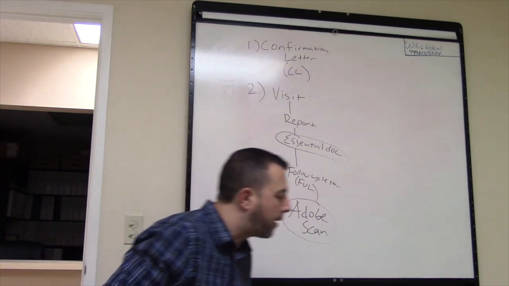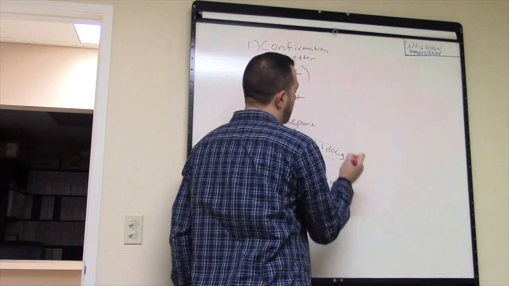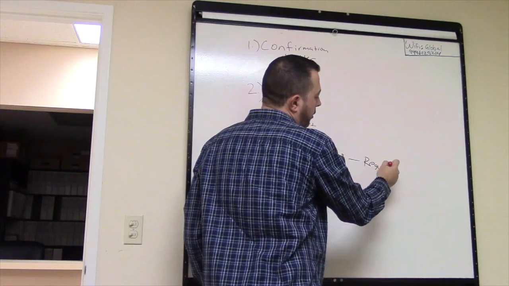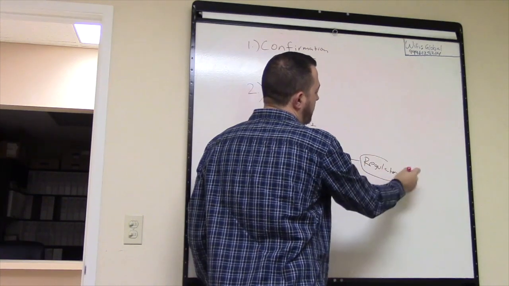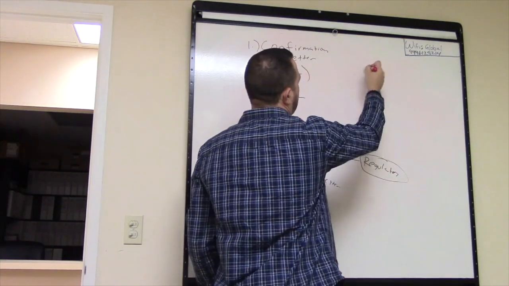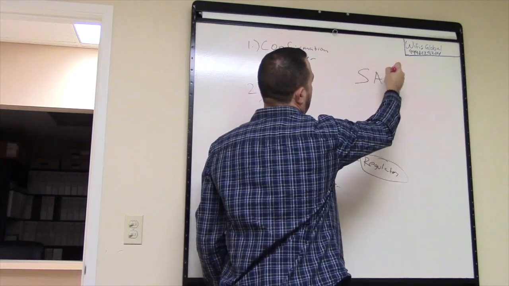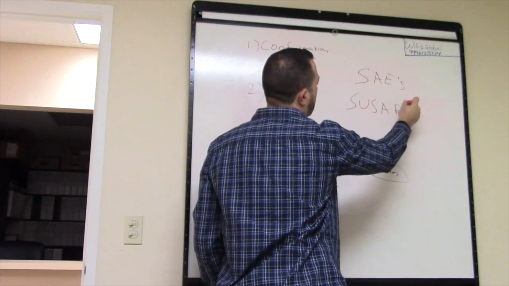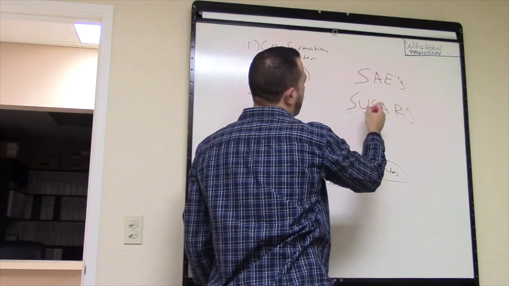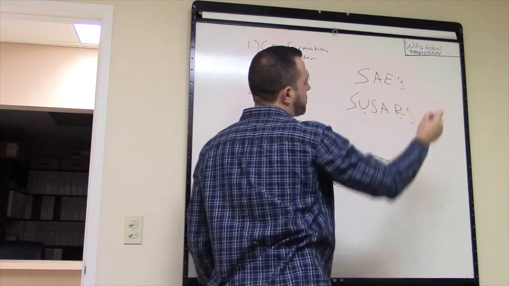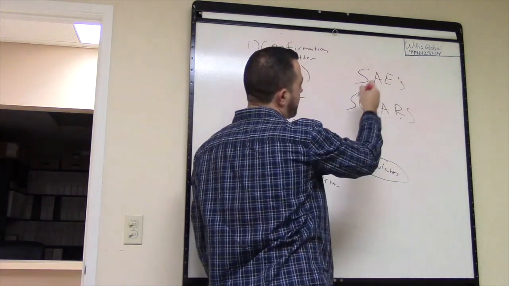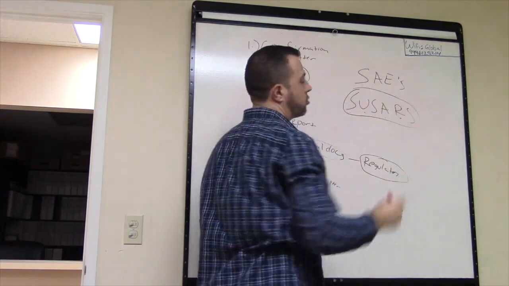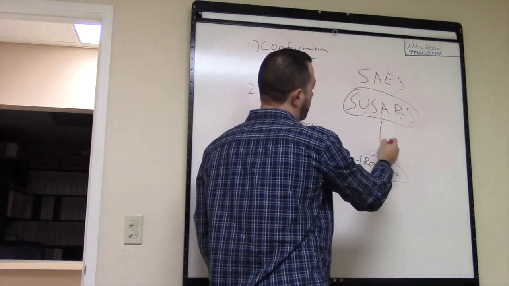So a regulatory binder, essential docs, right? These are regulatory documents, basically. But there's more regulatory documents than that. There are SAEs. Okay. There are SUSARs, which are certain SAEs. That's the suspected, unexpected, serious adverse reactions. This is when a SAE is suspected to be caused by the study drug. That's a SUSAR. Those are regulatory also. Okay.